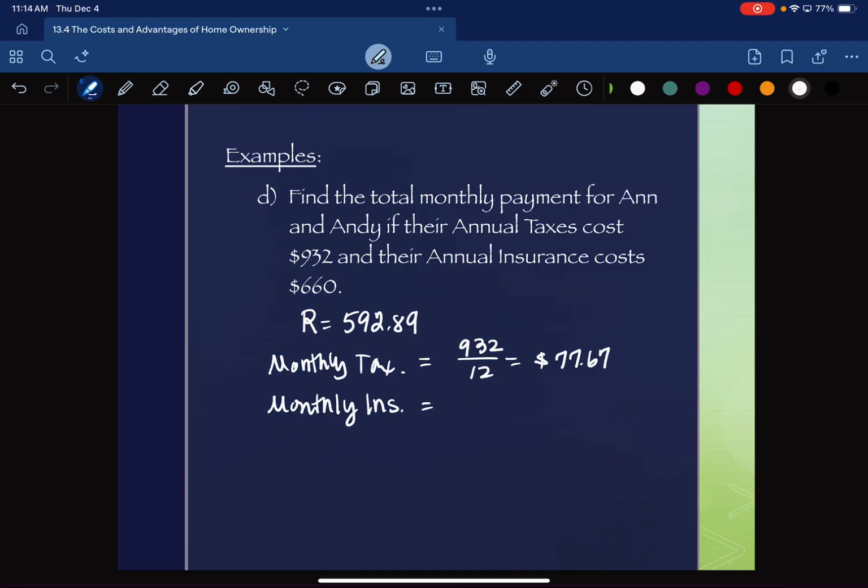How do we get monthly insurance? Divide by 12. Thank you so much, Mark. All right, so we've got 660 divided by 12. What's this one? 55 is right.